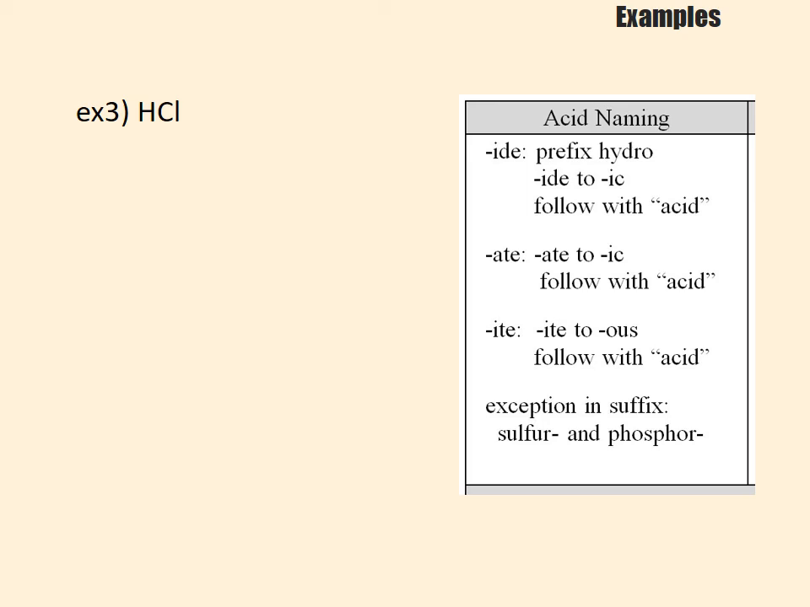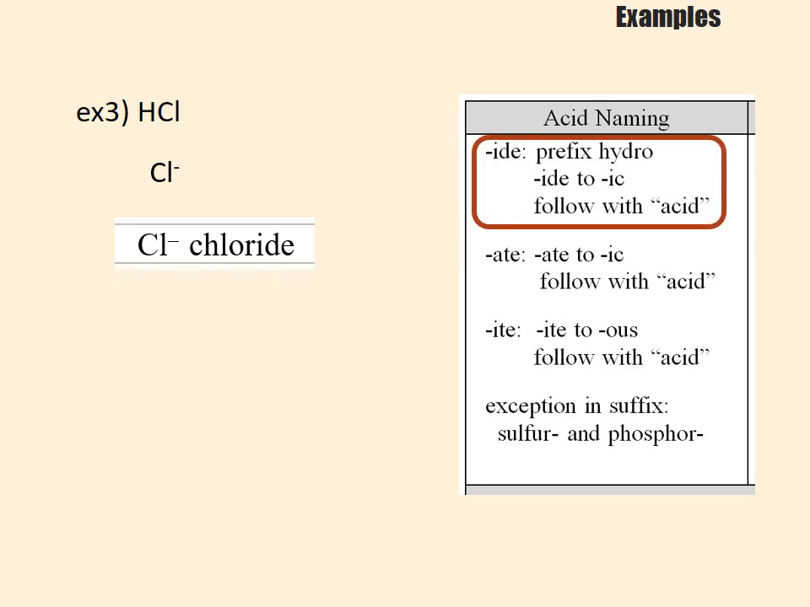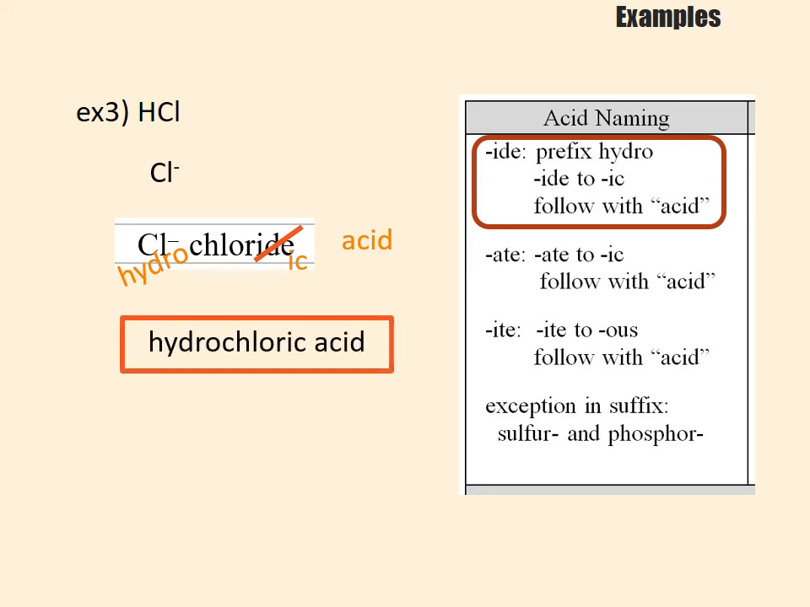Example 3, HCl. I have one H, so that means the Cl has a 1- charge. I look it up on the common negative ions list. It's called chloride. Since I have an ide ending, I add the prefix hydro. I change ide to ic, and I follow with acid. So HCl is called hydrochloric acid.